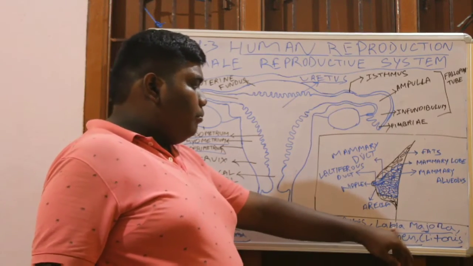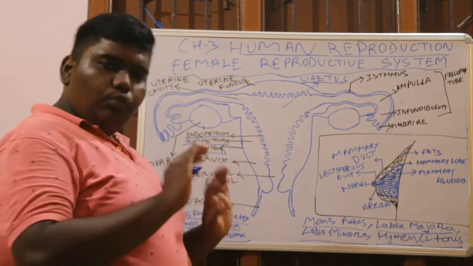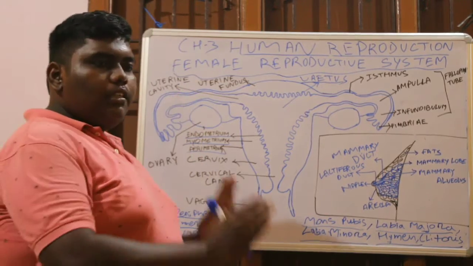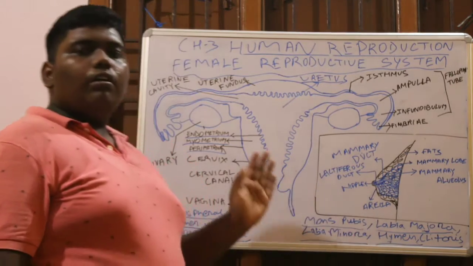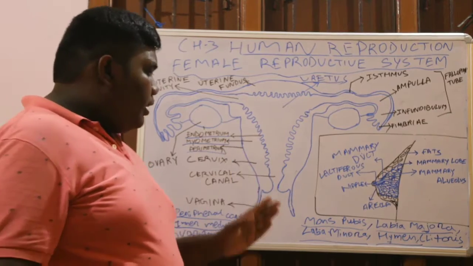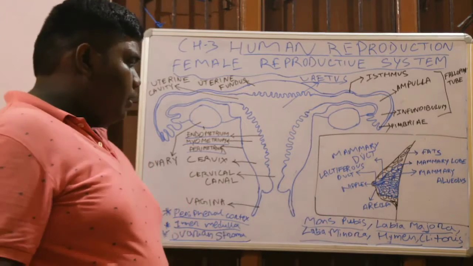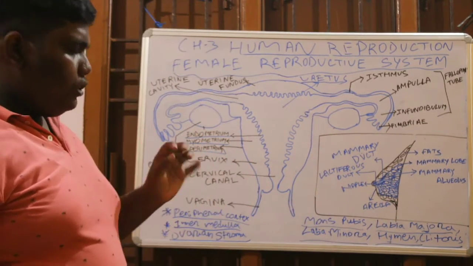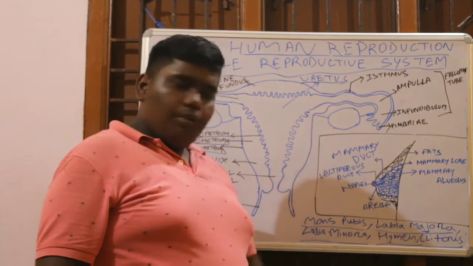Then the labia majora. Labia majora is a fold of tissue formed on both sides of the vagina that helps to cover the opening of the vagina. Labia minora is another small folded tissue present just below the labia majora, and it provides a similar function. Then there is the clitoris. The clitoris is a small finger-like projection, paired and present at the start of the labia majora.